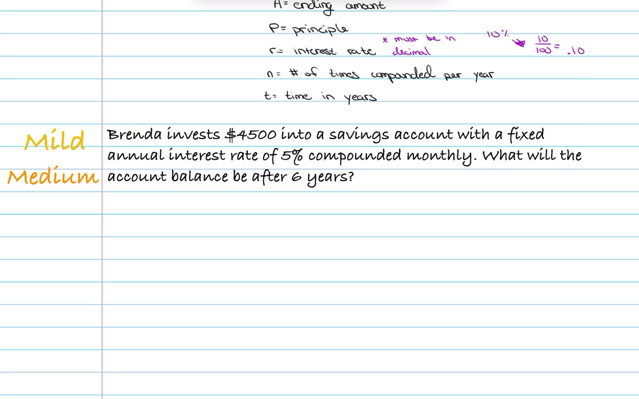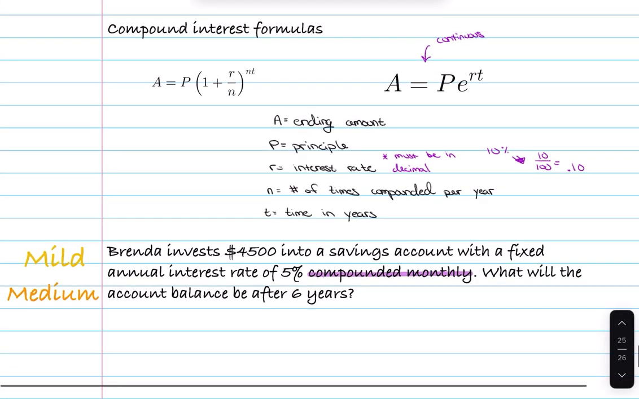Okay, so Brenda invests $4,500 into a savings account with a fixed annual interest rate of 5% compounded monthly. What will the account balance be after 6 years? All right. So the only thing I picked up the first time reading through, we're going to read this through multiple times, is compounded monthly. That's the first thing I caught on. That is your key phrase that you are going to use the compound formula. Okay, so we're going to use this formula right here for this one.